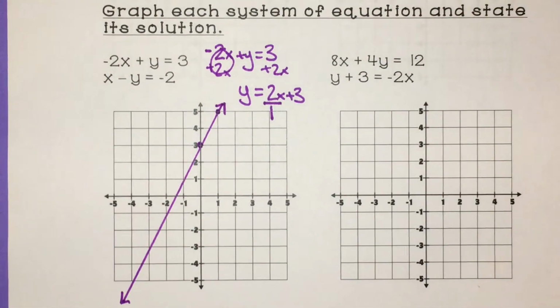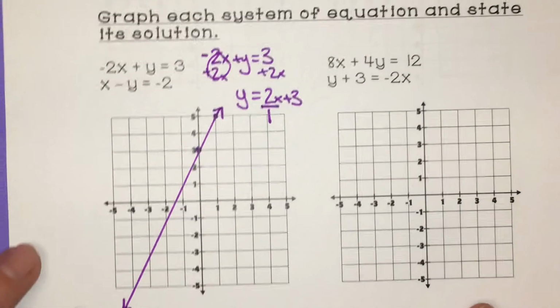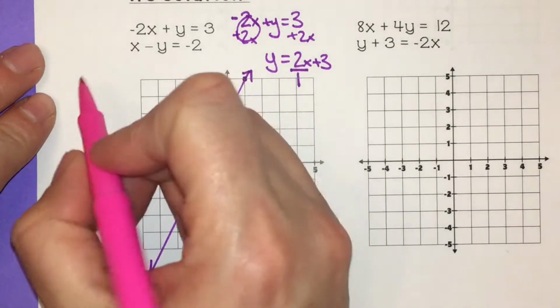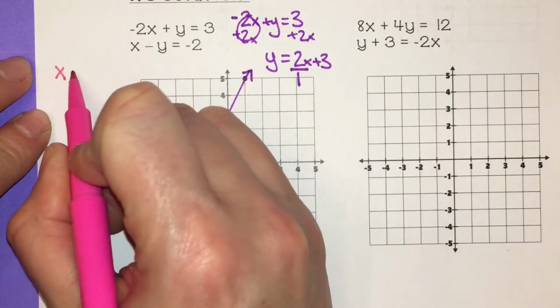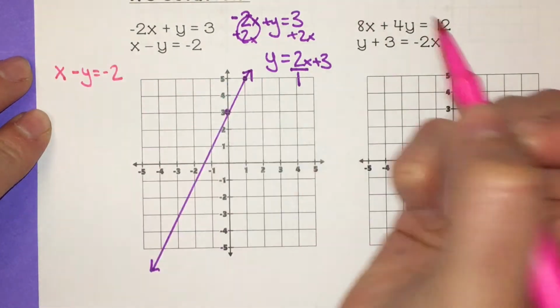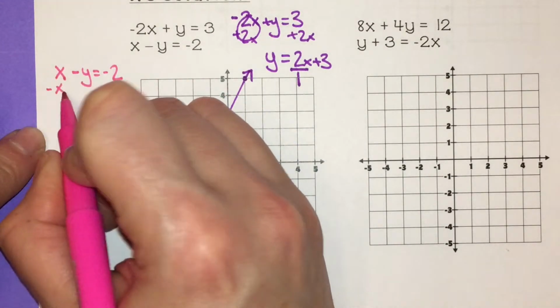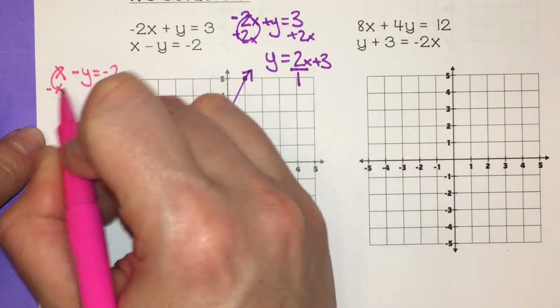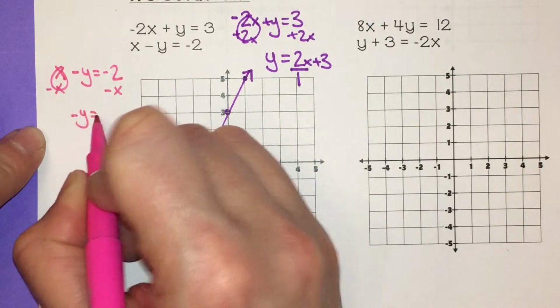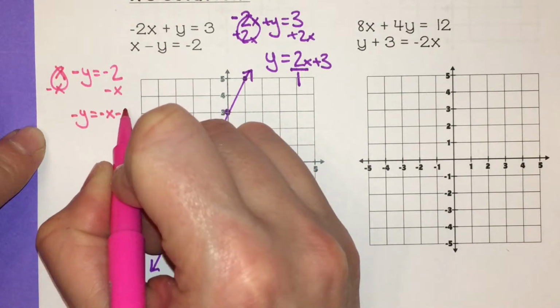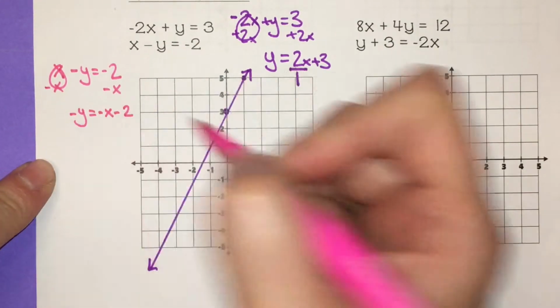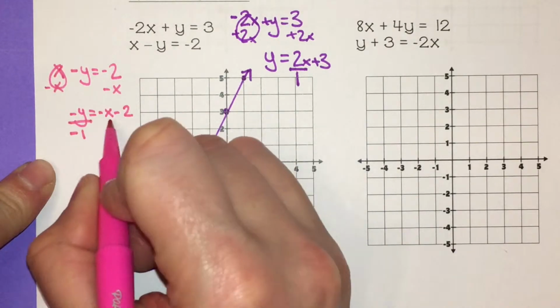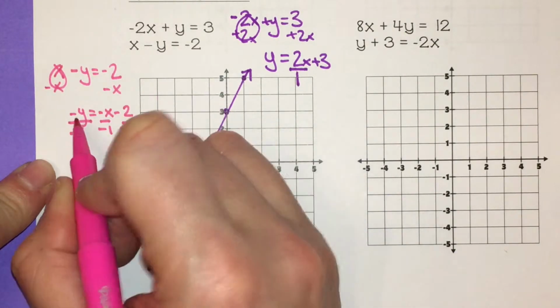Okay, then my other one, I'm going to solve for my second equation over here. I have x minus y equals negative 2. Here I'm going to subtract x on both sides, and I get negative y equals negative x minus 2. But y can't be negative. So I'm going to divide everything on both sides by negative 1.